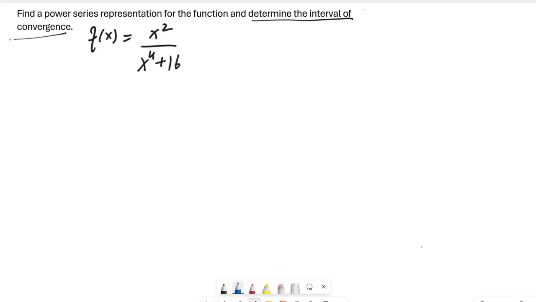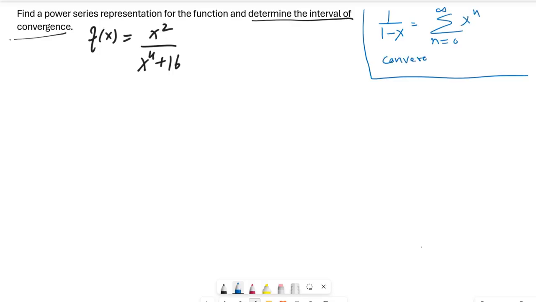I'm going to start with the information that if my function was 1 by 1 minus x, then that can be written as the sum n from 0 to infinity of x to the power n. This is a geometric series which converges if and only if the absolute value of x is less than 1. We are going to use that. So somehow I'm going to try to put this given function in terms of this format.